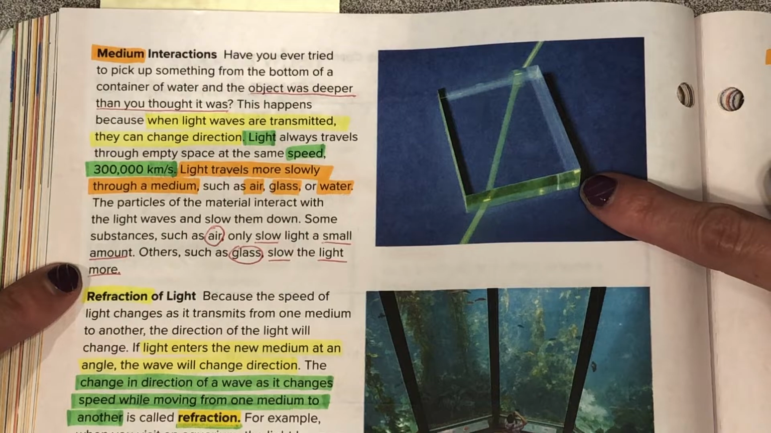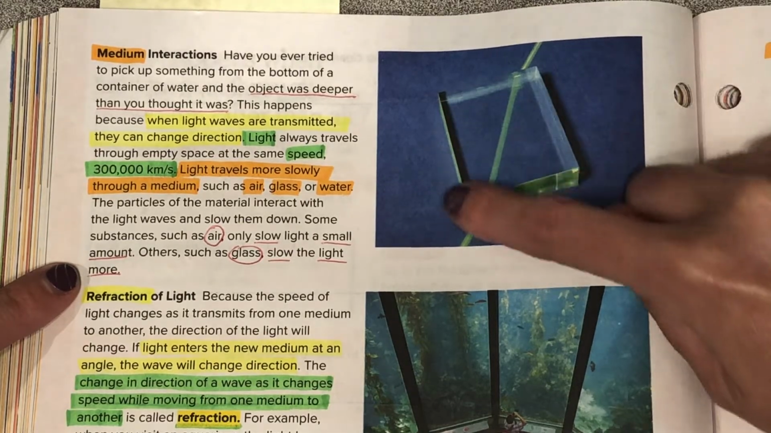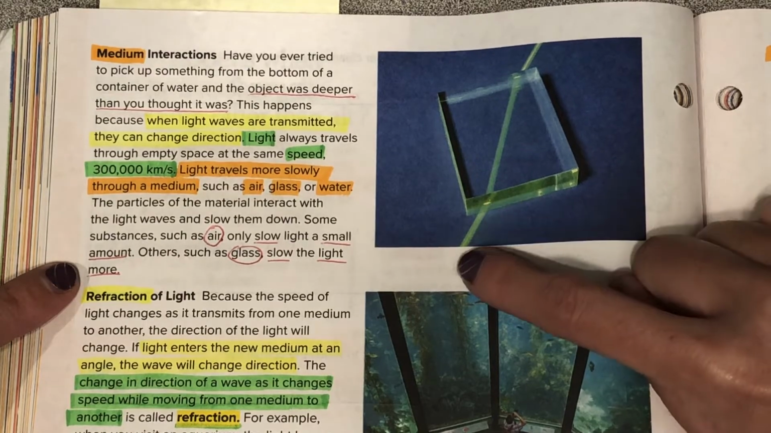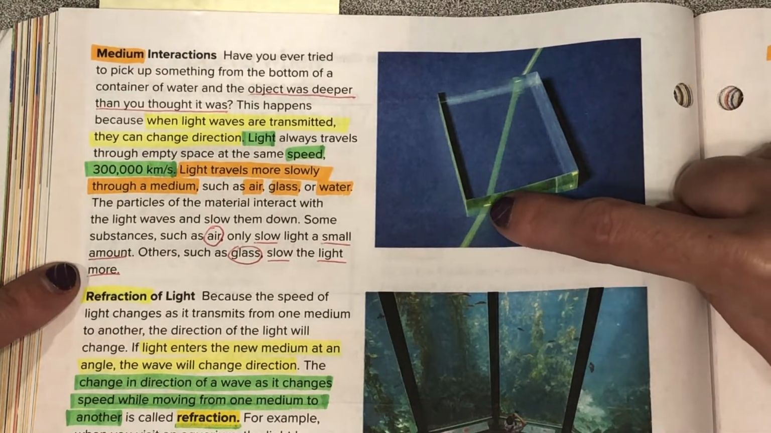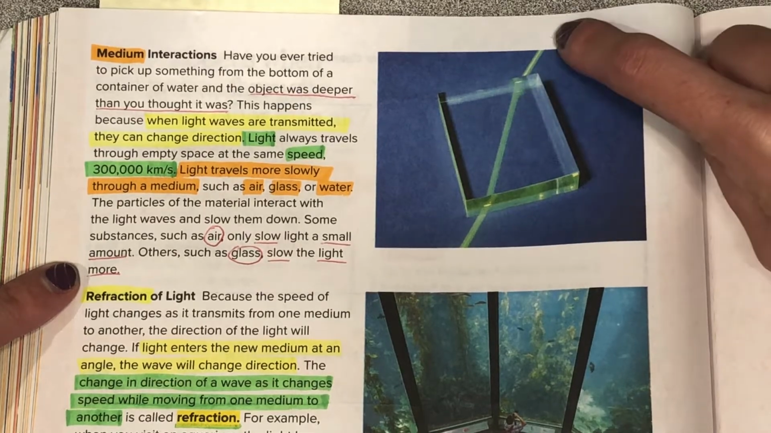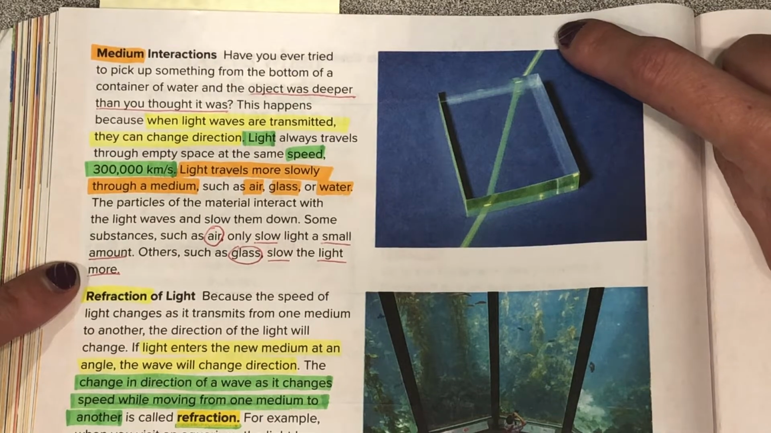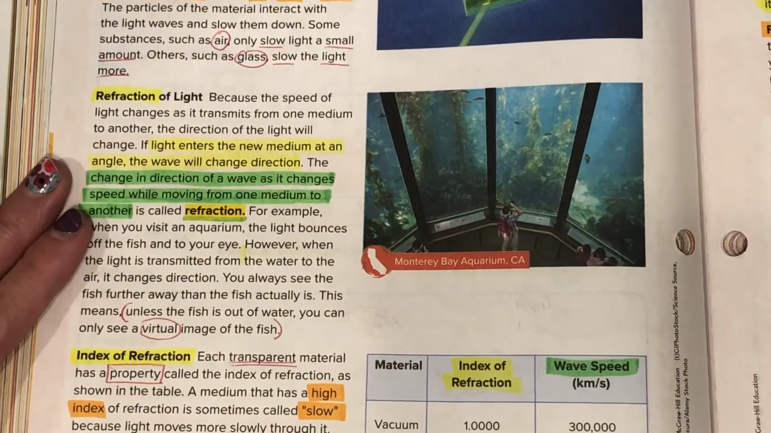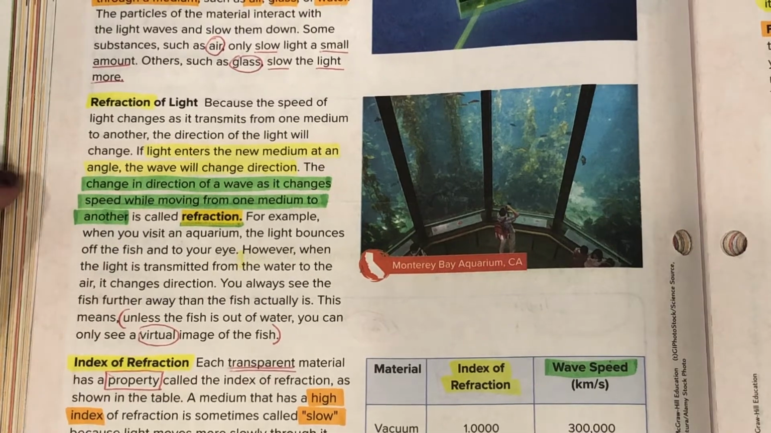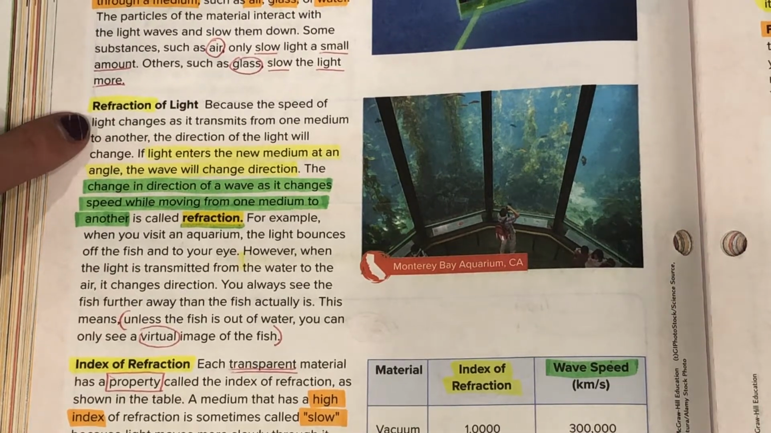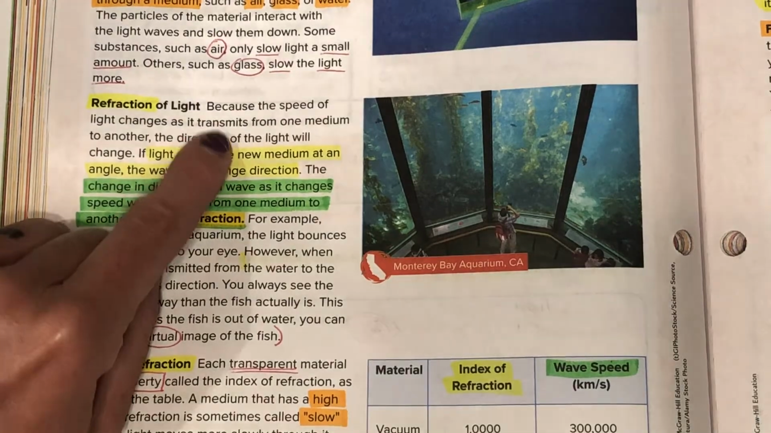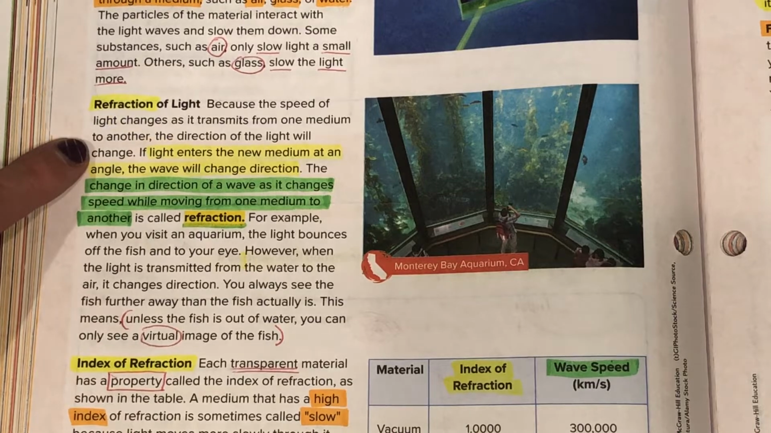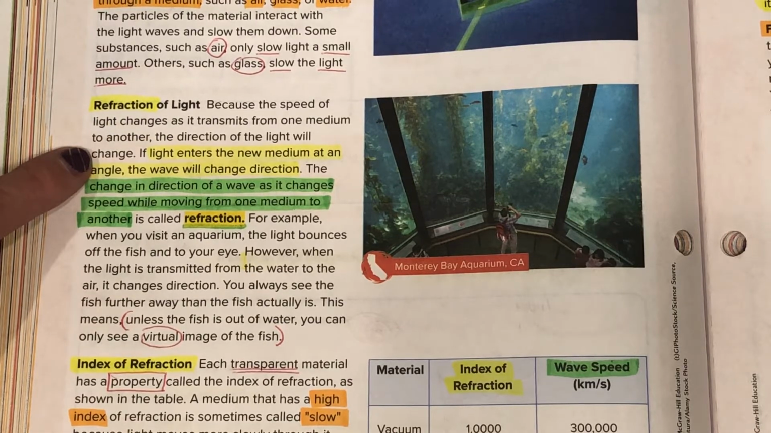You can see in this picture over here, we have a piece of a rectangular glass prism, and it's shining a light through it. The light is going here, but then when it hits the glass, it bends, and then it continues as it comes out of the glass into air again. So this is called refraction of light. Because the speed of light changes as it transmits, there's one of our old vocabulary words, transmits from one medium to another, the direction of light will change.